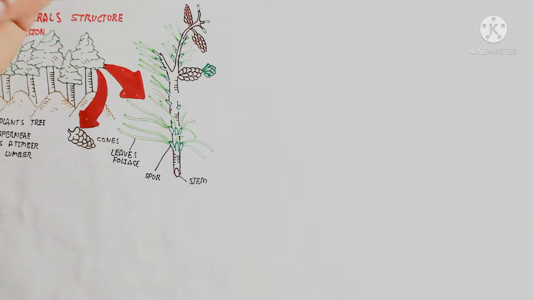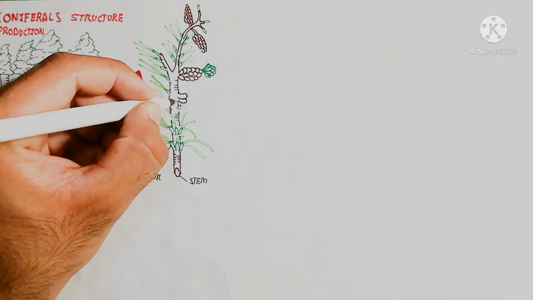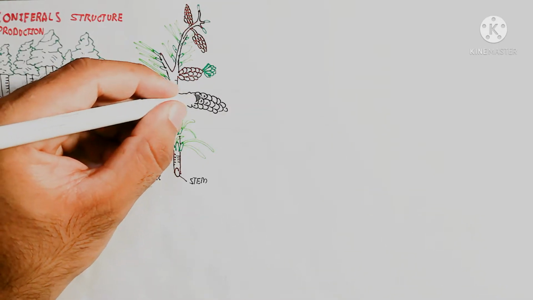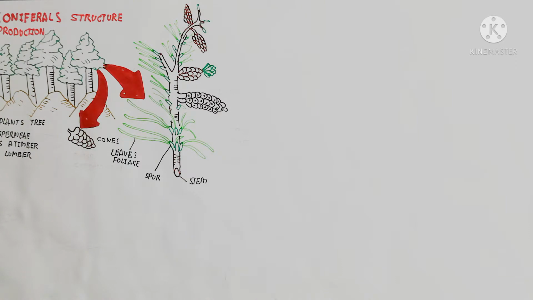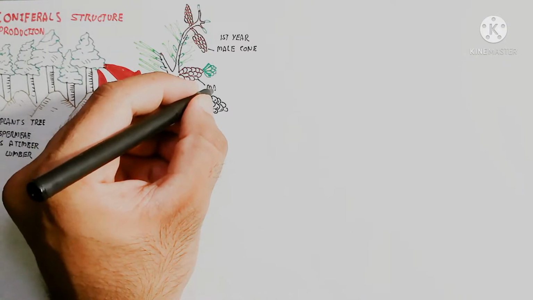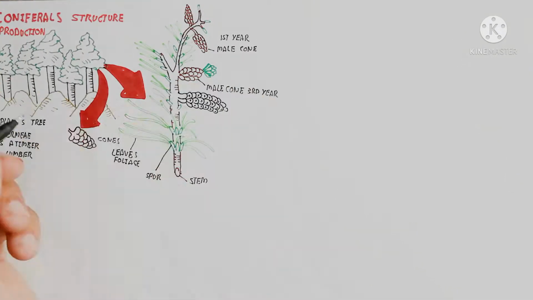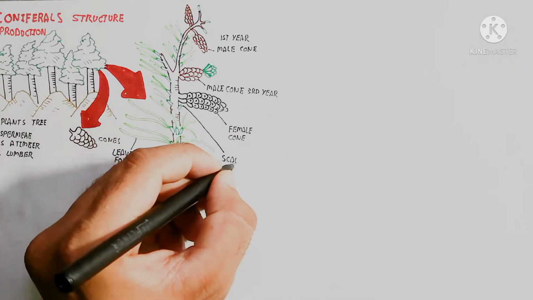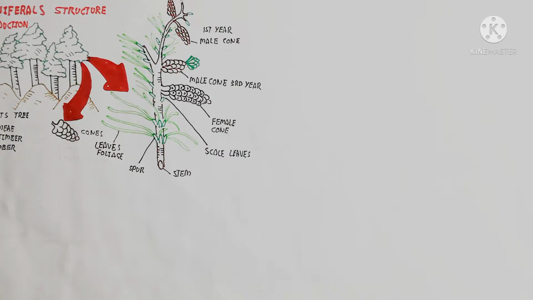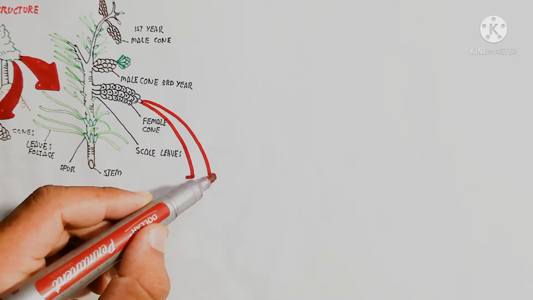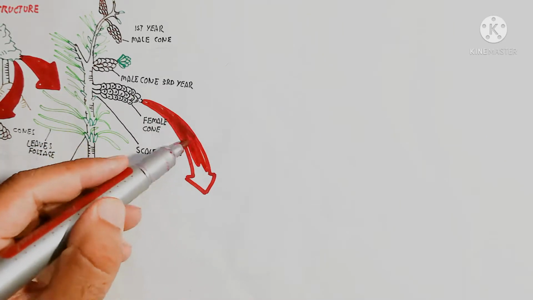Here is the first year male cone, which is produced, and after 1 year, in the next year, it will mature. So 3 years are required for the maturation of the male cone, and here is the third year, which contains a male cone, while the female cone is larger as compared to the male cone. The female cone contains a megasporangium, while the male cone has a microsporangium, and it contains a microsporophyll, which is the structure to produce the microspore, and the megasporophyll produces the megaspore.